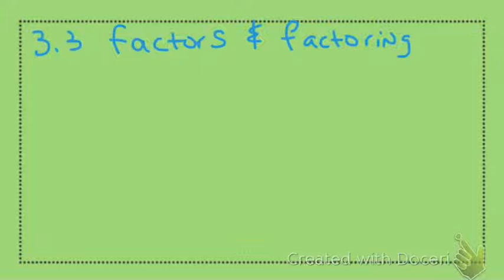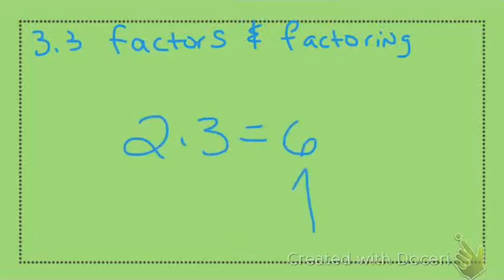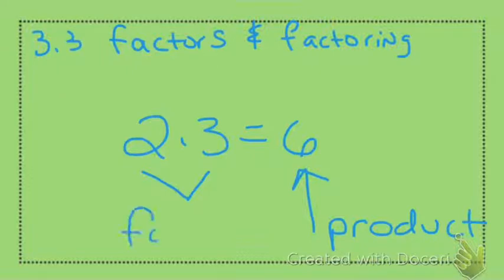I'm going to do a multiplication problem here. 2 times 3 equals 6, okay? This is called the product. And up here, these two things that multiply together to form the product are called the factors. So factors are just the two numbers that multiply together.